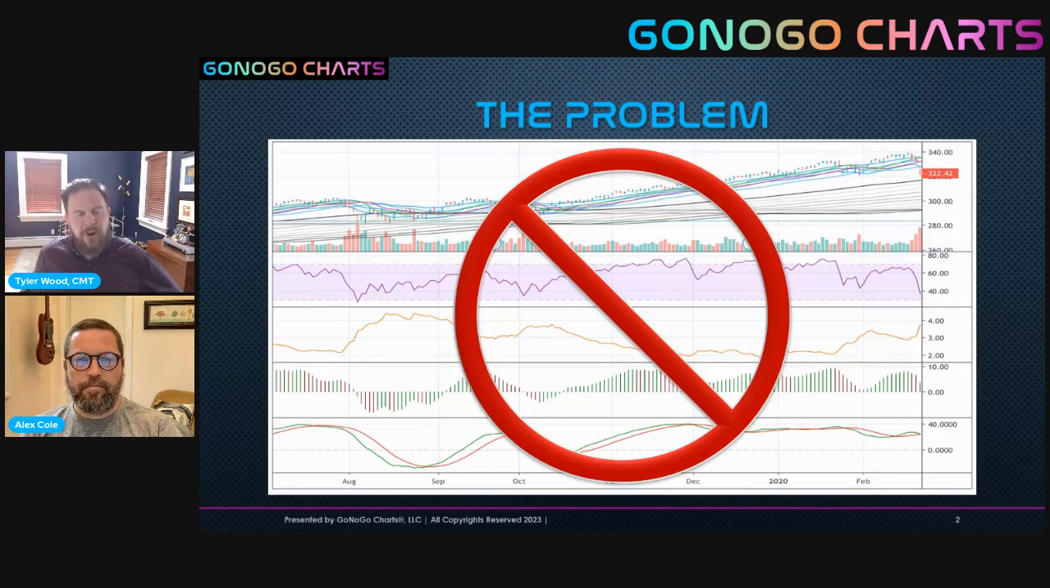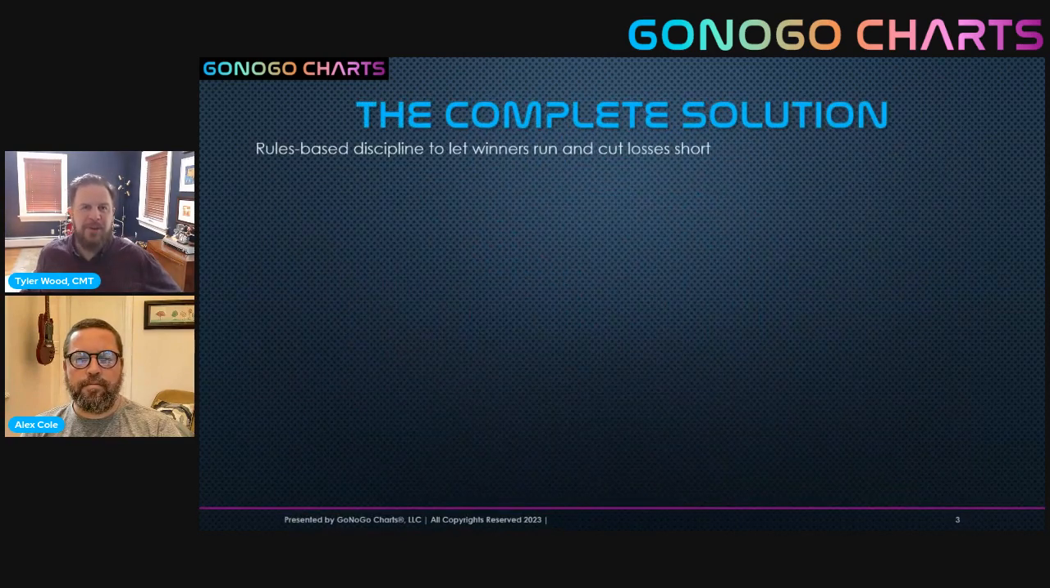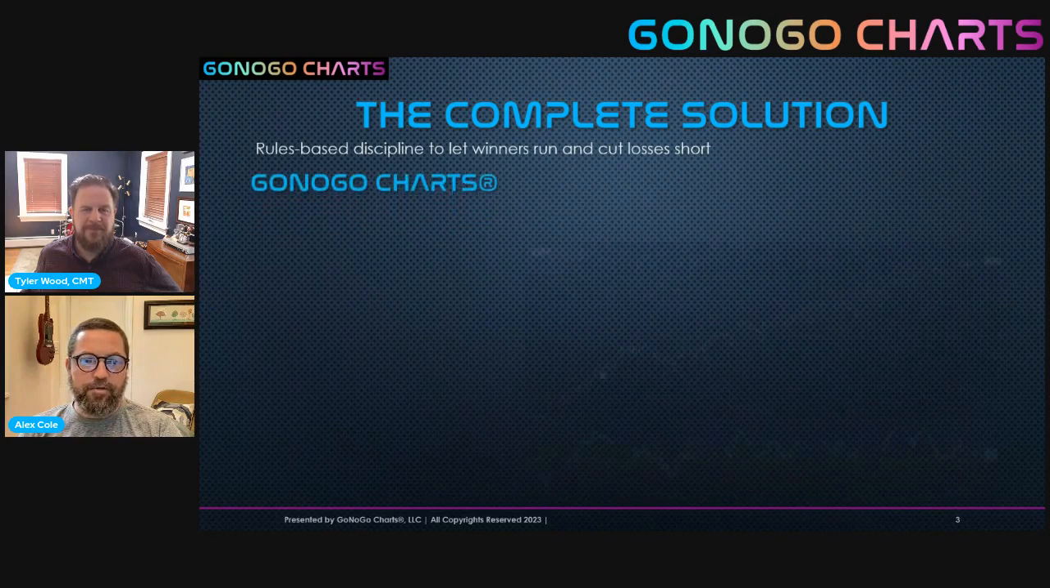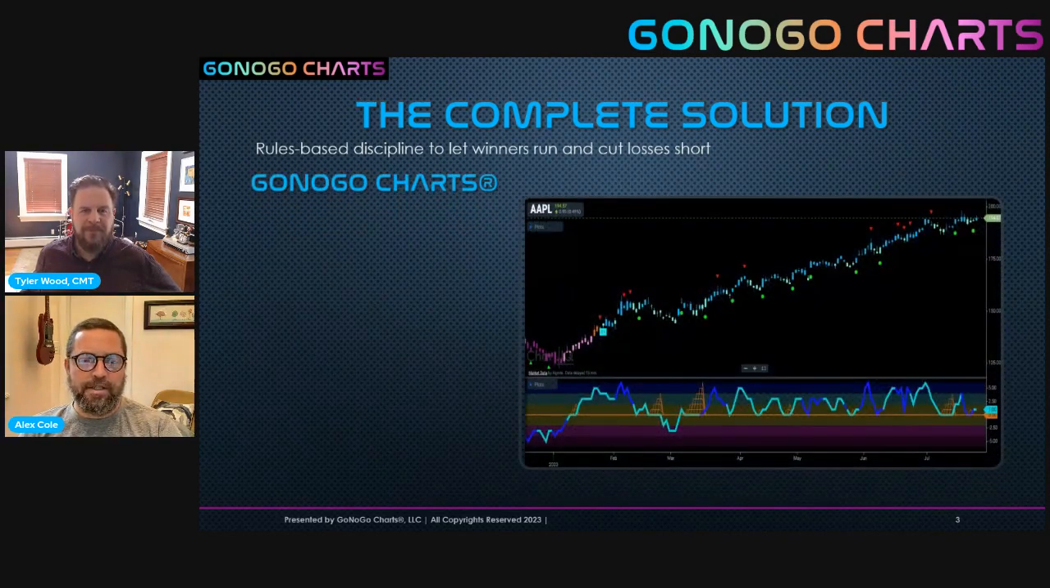So we're going to continue on with that concept of blending multiple indicators and simplifying our tools through robust data visualization. Alex, as a quick refresher, why don't we talk a little bit about the complete solution from GoNoGo Charts? Yeah, it's just as you said, we want all of that valuable information. We really need it to inform our decision making, but we want to keep it as simple as possible.